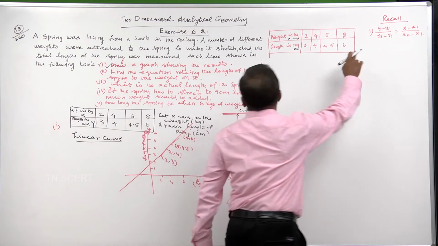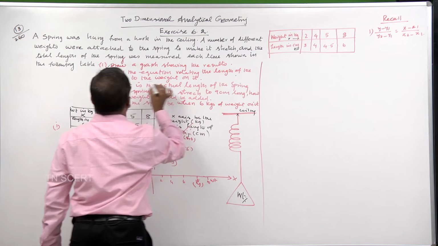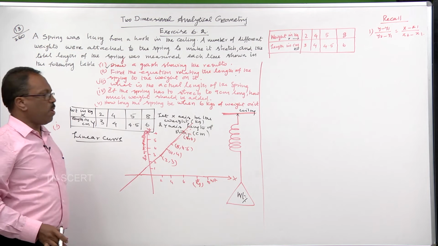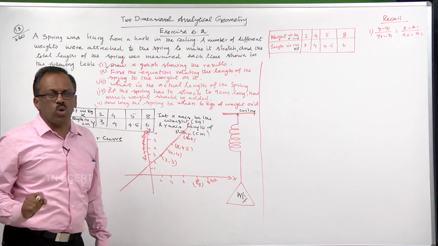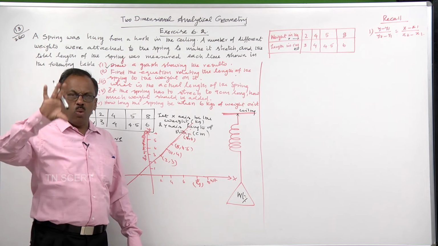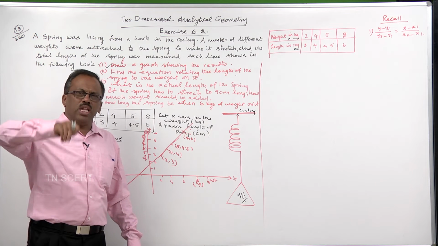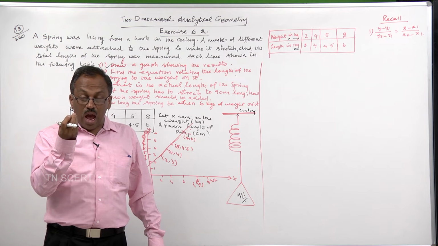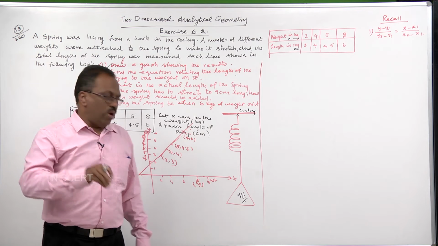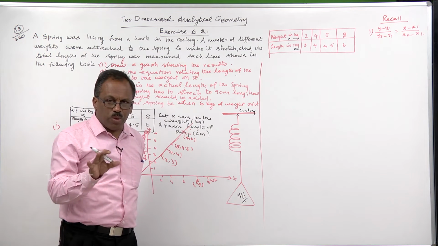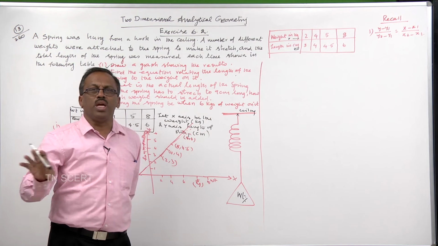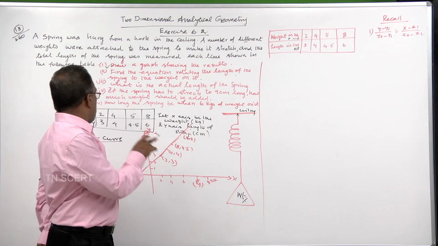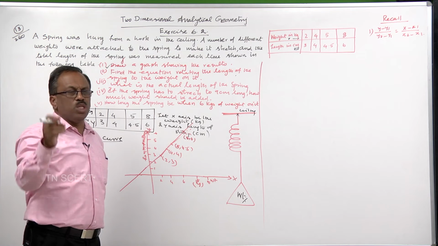For the second one, find the equation relating the length of the spring to the weight on it. So we have to frame the equation for this spring. What is the actual length of the spring? Without putting anything on the spring, the initial position is 0. When I am not putting any weight, the spring doesn't stretch, so the initial value of x is 0, and we want to know the value of y.